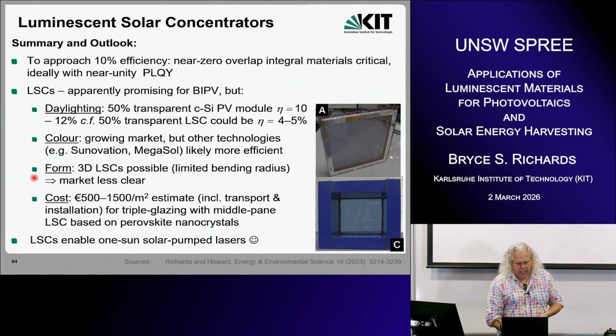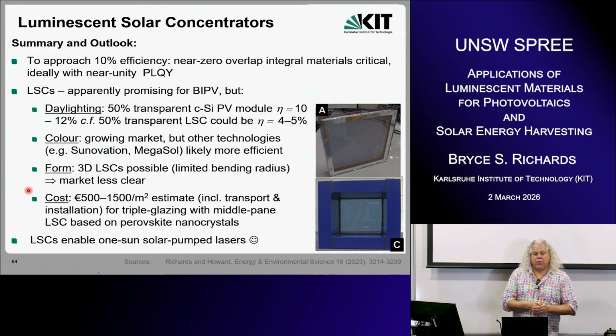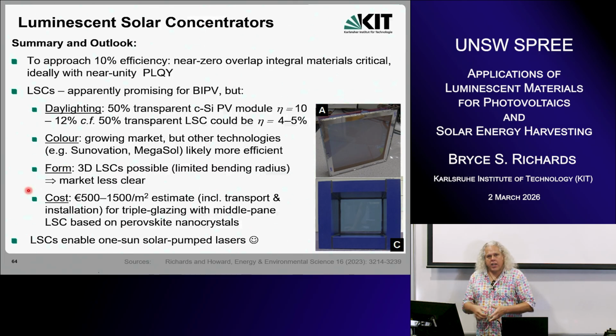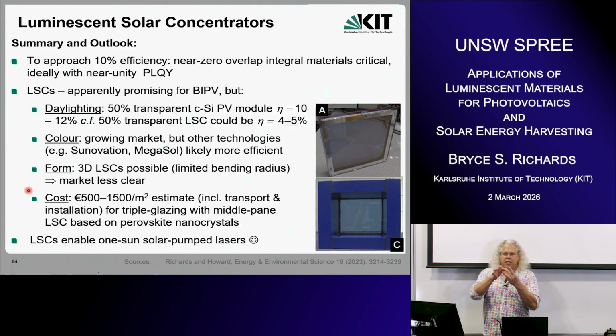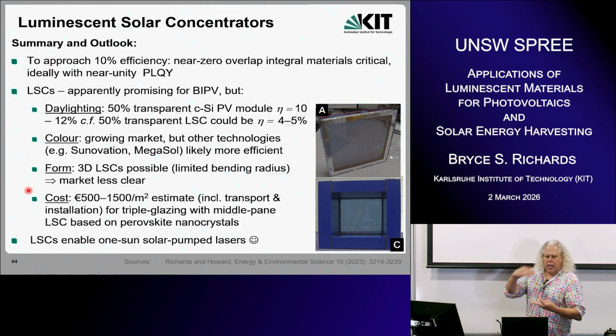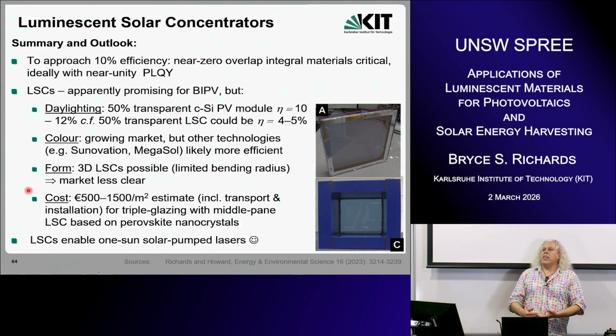So in an article a few years ago, we also looked at cost estimates. Now, the cost estimates here might shock you, 500 to 1,500 euros per square meter, but this is because we started with triple glazing, and we replaced the middle pane of triple glazing with our luminescent solar concentrator. A lot of the costs actually came from the cost of the perovskite quantum dots that we assumed were going to be used for the technology.